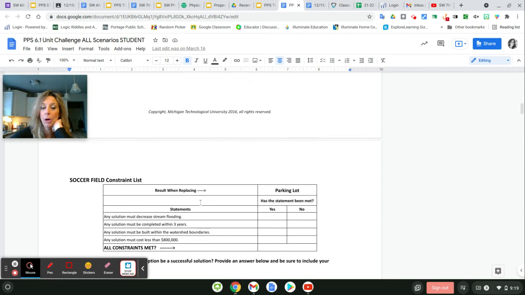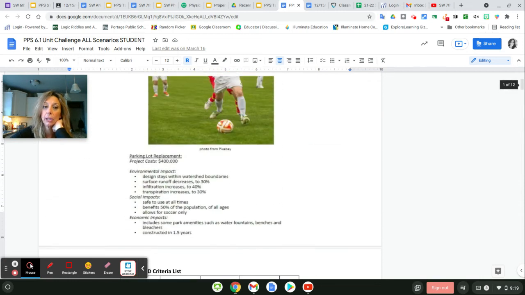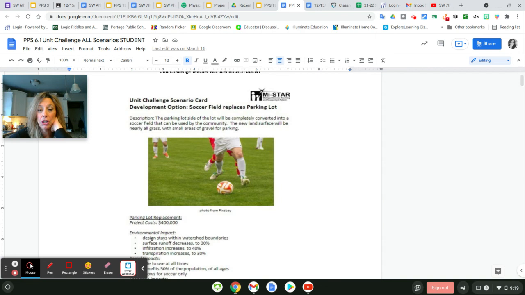Okay, so we'll go back up and we'll take a look at the information. So from the information, we can do the ratings and we can do the yeses and nos. So this first one is the soccer field. Okay, this would replace the parking lot. So it's very important to read exactly what's going to happen here. So a soccer field to be built, replacing the parking lot side. So the other side would still be a field. And this side would now, instead of a parking lot, would be a soccer field. Okay? So it says the parking lot side of the lot will be completely converted into a soccer field that can be used by the community. The new land surface will be nearly all grass.